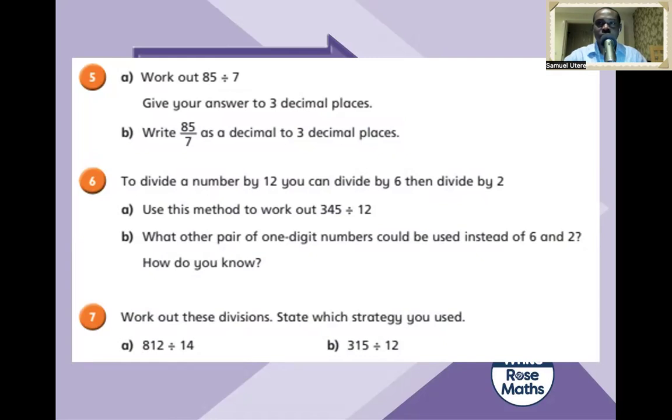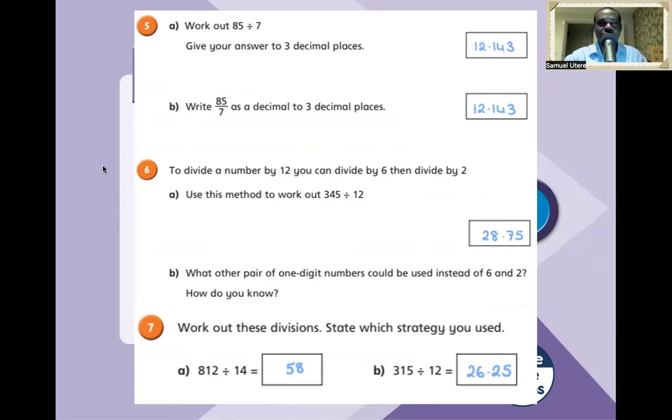Assuming you've paused the video and you've answered the questions, here are the answers. So question 5, you were asked, work out 85 divided by 7. Give your answer to 3 decimal places. Of course, that's the answer. So by now, you know how to do your calculations, okay? And then write this as a decimal to 3 decimal places, which is that one there. You now know how to write numbers to the required number of decimal places.